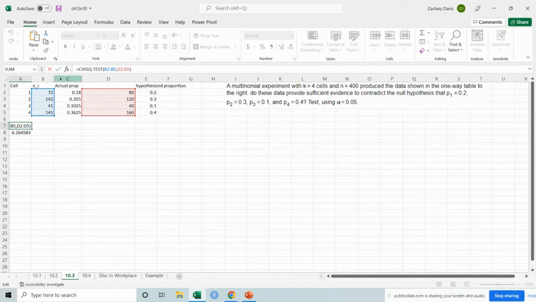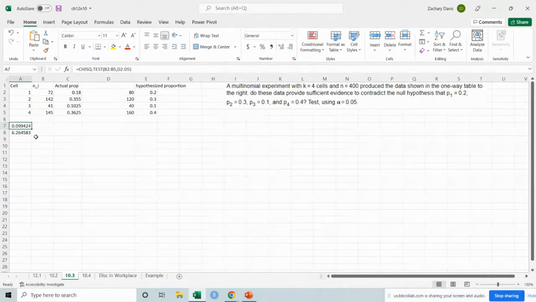We have the array of our observed values versus our hypothesized proportions that we expected. We run that, and then we get 0.09. But that's the p-value. The problem with Excel is it gives you the p-value for the chi-squared test, but it doesn't give you the actual chi-squared value. Anyway, the p-value here is 0.09. 0.09 is greater than 0.05, so we would fail to reject the null hypothesis in this instance.